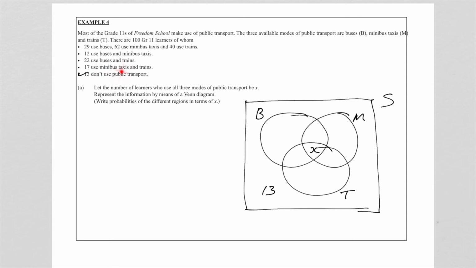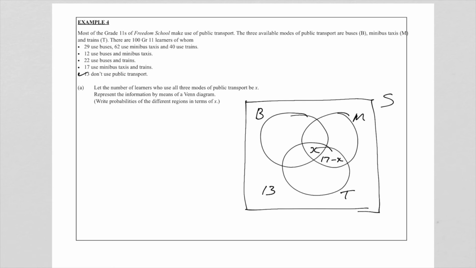Use minibus taxis and trains. So 17 use minibus taxis and trains, these two. So that 17 is this whole thing. But that is X already. So because we don't know what X is, we now need to write this in terms of X. And then it means it will be 17 minus X.